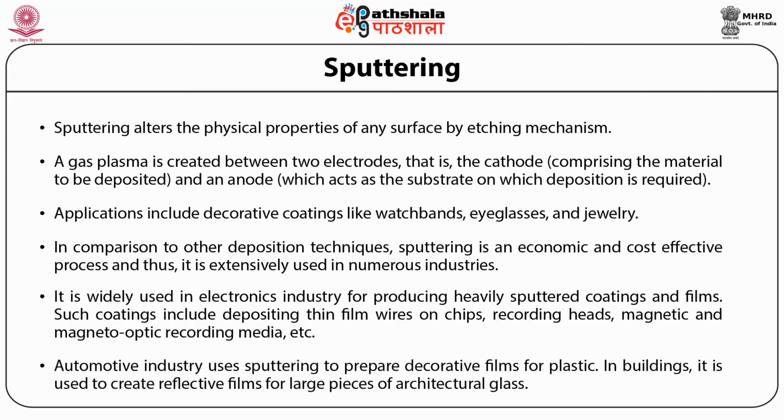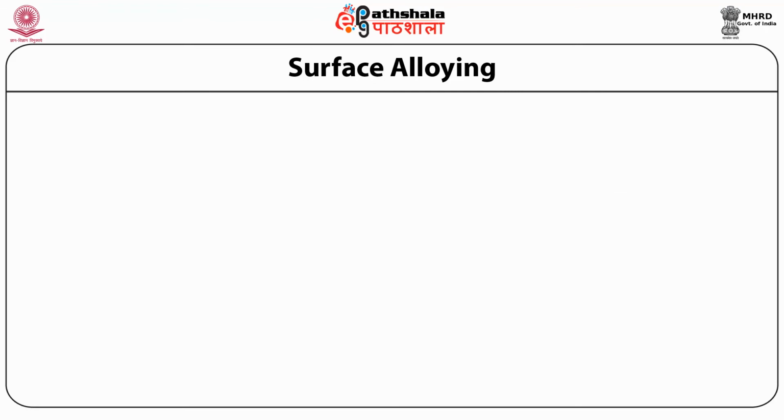Automotive industry uses sputtering to prepare decorative films for plastic. In buildings, it is used to create reflective films for large pieces of architectural glass. The food packaging industry uses sputtering to produce thin plastic films for packaging. Let us next discuss about the surface alloying technique.